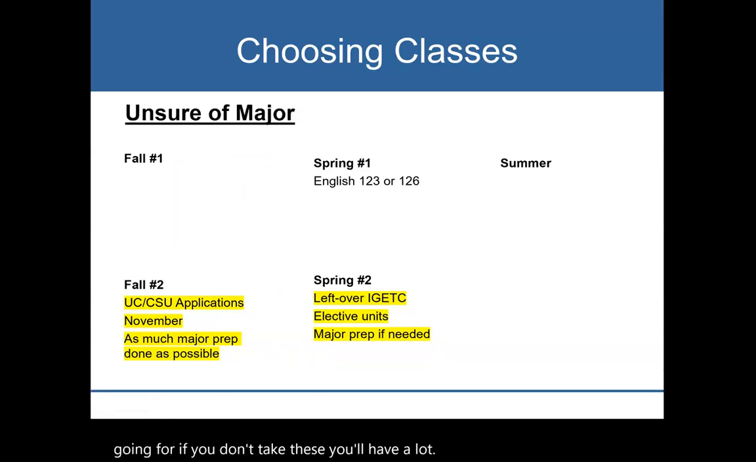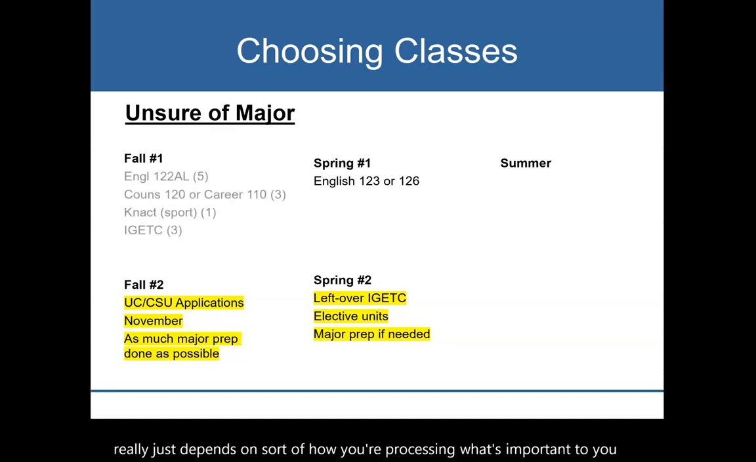If you're unsure of your major, and this is very common, it's really difficult to be 100% certain of your major at 18 years old. We grow a lot. We keep learning a lot about our values and what's important to us, our personality. Some of you may be looking to work in the United States. Some of you may be planning to go back to your countries and work. And it really just depends on how you're processing what's important to you. And one of the things I recommend with this in that first semester, you're going to need English no matter what major you choose.